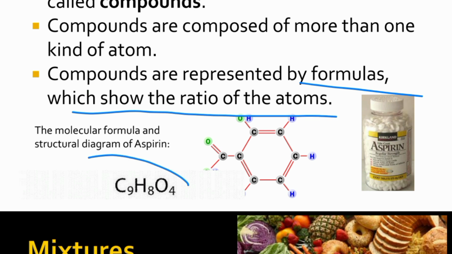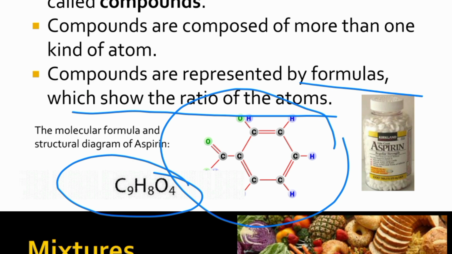Here is a formula of aspirin. You can see here this is a compound that has more than one kind of atom. Okay, hydrogen here, carbon, and oxygen.